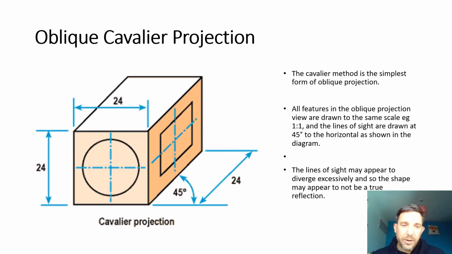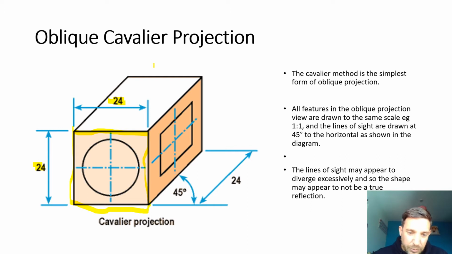Now the other main oblique projection type is Cavalier. Now with Cavalier, we don't have the depth reduction. So this is the only difference. So on here we can see on this drawing, the width of the cube is 24, the height of the cube is 24, which creates this nice square here. But then, oh, see, I told you my drawing was rubbish.